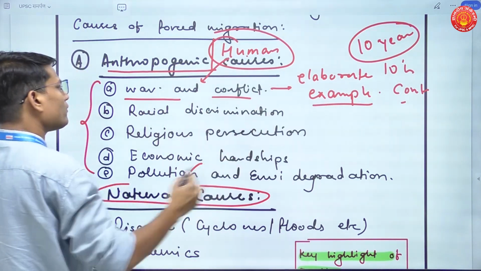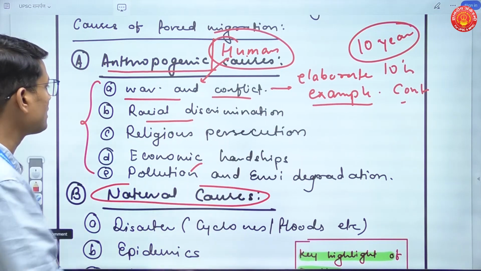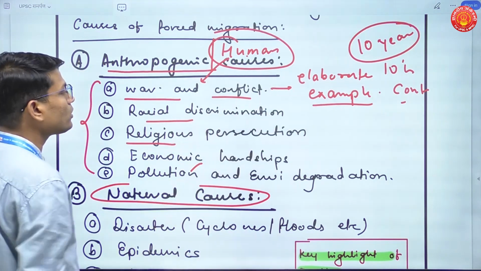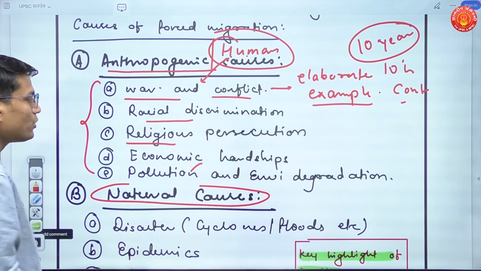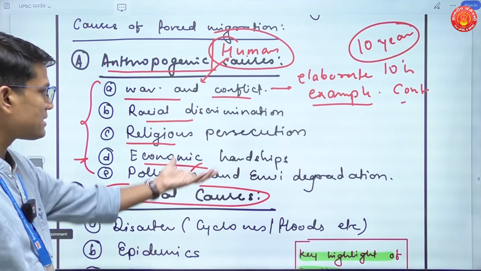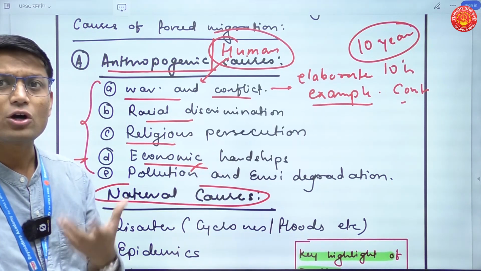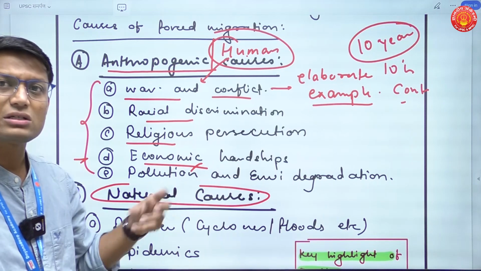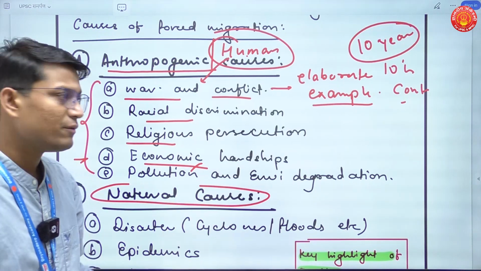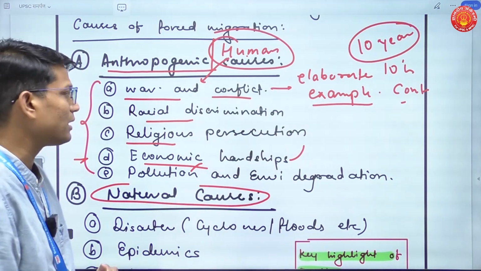So I have war and conflict which is continually there. Racial discrimination, I can talk about Rohingyas. Similarly, I can talk about Rohingyas in religious persecution. Economic hardships: many parts of the world are facing economic hardship. You can talk about some parts of Africa, you can talk about Central America. You can talk about some states of South America where there is a lot of economic hardship and people are moving towards Europe or North America.